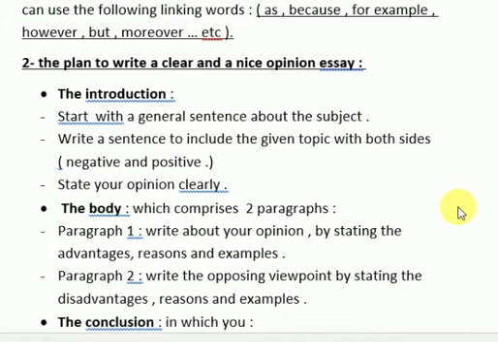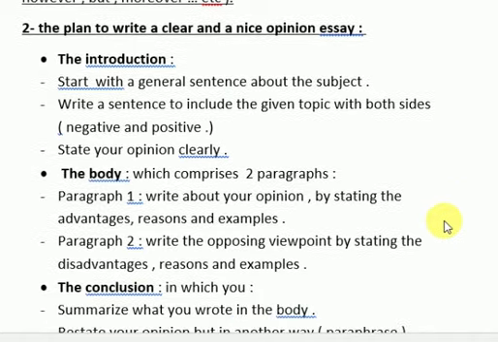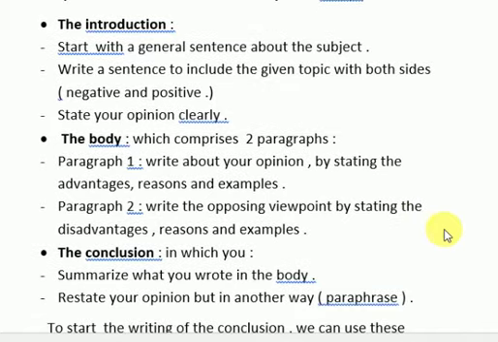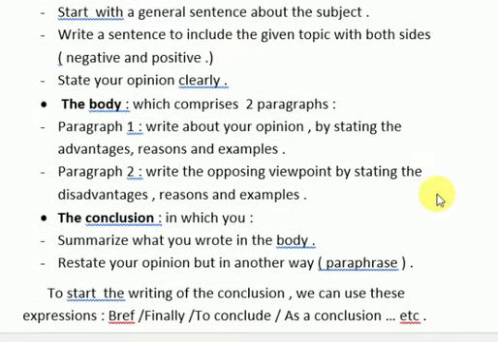You should justify. Then the second paragraph, you write the opposing viewpoint by stating the disadvantages or the reasons and the examples. Of course, each time you give arguments, you should support them by examples. And then the conclusion, in which you summarize what you wrote in the body and you try to state your opinion in another way. You paraphrase it, but you keep the same meaning.